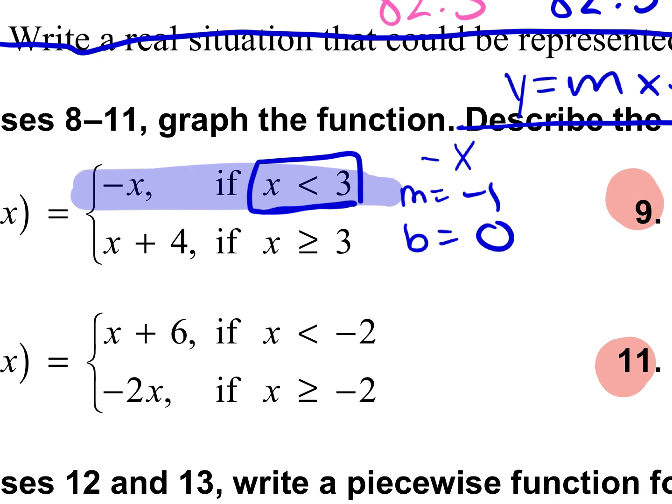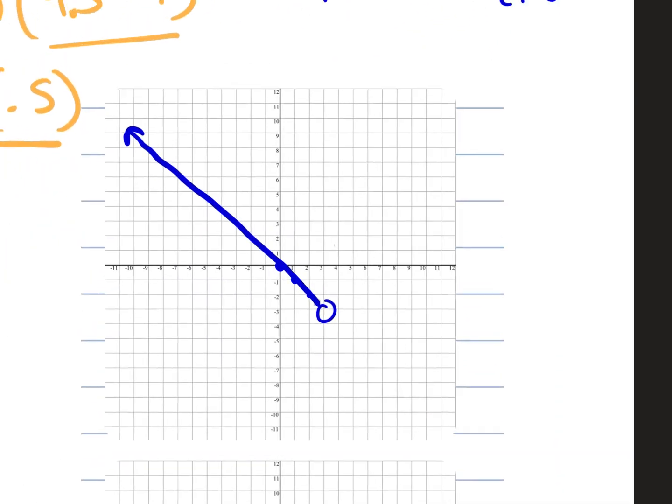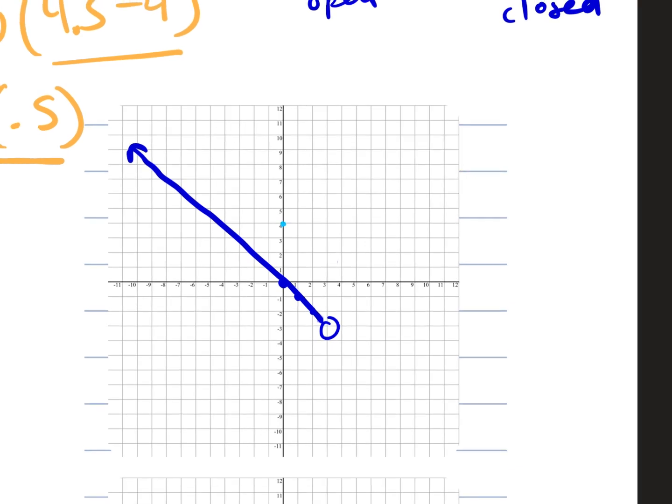So for the next one, I have x plus 4. What's my slope? 1. What's my y-intercept? 4. So what's going to be the first thing I put on my graph? 4. Always plot the y-intercept first. So I put a point at 4. How do I draw the slope of 1? Up 1, right 1, up 1, right 1. So I keep plotting points. I'm going to make a full line at first, and then I'll erase at the end.